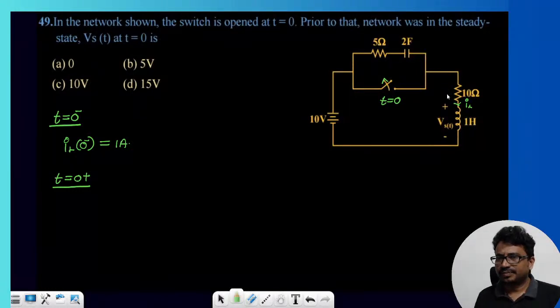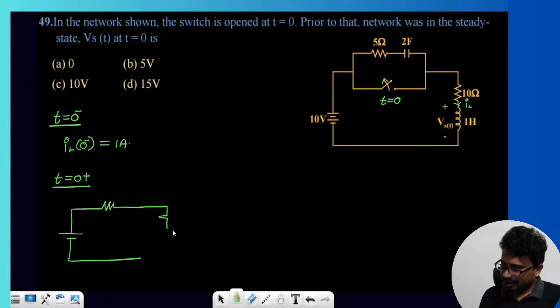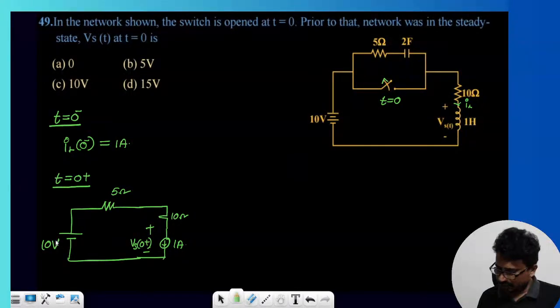The switch is opened, then this is the path. Immediately after opening, the capacitor is short circuited and the inductor is open circuited. The capacitor is shorted, and this is 5 and this is 10. And the inductor is open circuited with the initial value. Initial value of current is 1 ampere. अभी ये value चाहिए ना. This is Vs of 0 plus. Now this is 10 volts. Tell me how much this will come.